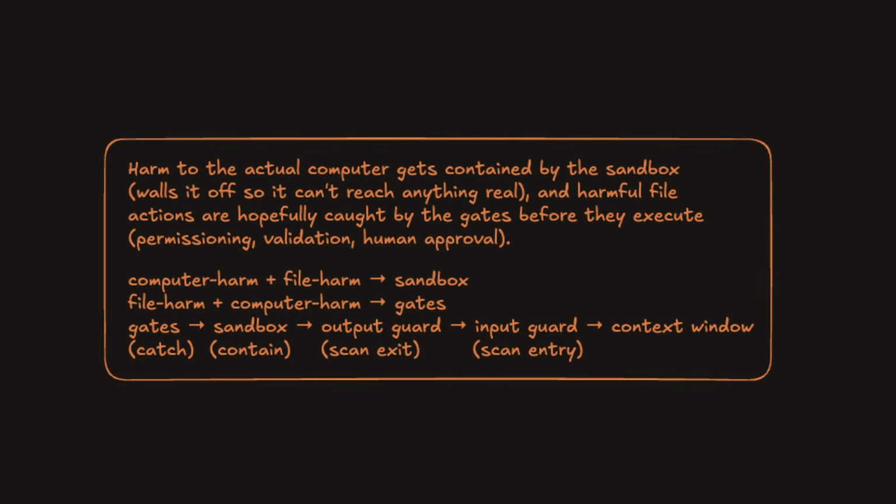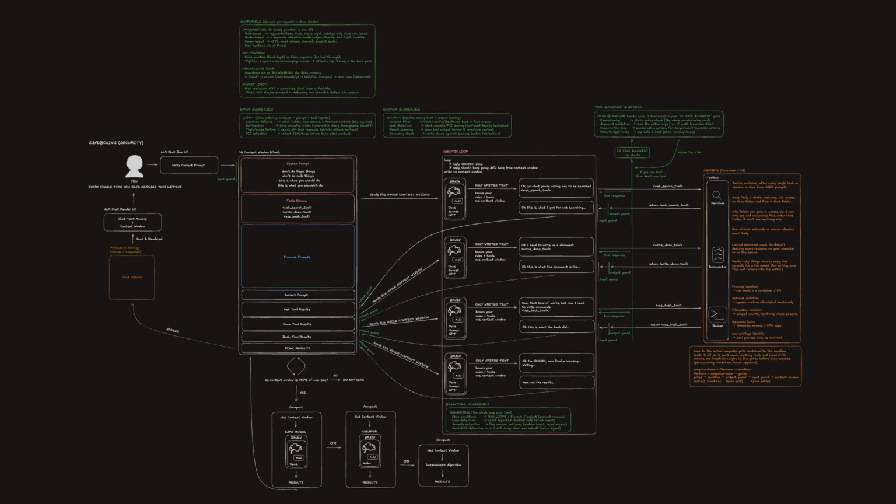So in summary, harm to the actual computer gets contained by the sandbox or container. It walls it off so it can't reach anything real, and harmful file actions are hopefully caught by the gates before they execute. And the gates are permissioning, validation, and human approval. It's basically the guardrail. Computer harm and file harm are prevented by the sandbox. File harm and computer harm are prevented by gates. Gates, sandbox, output guard, input guard, into the context window. That's the security layer that we've had going on. Catches, contains, scans the exit, and scans the entry. So this is a sandbox, and these are the gates, the input and output guardrails. This is the rough security pipeline currently happening.